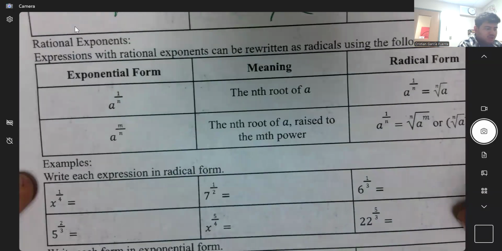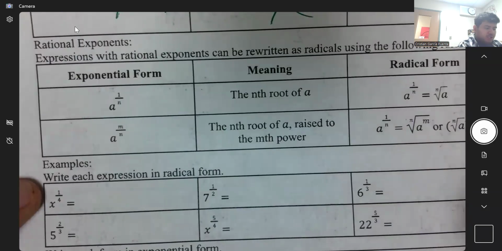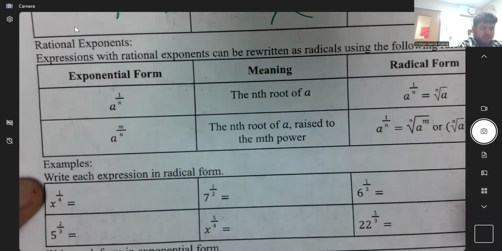So rational exponents. Expressions with rational exponents can be rewritten as radicals using the following rules.